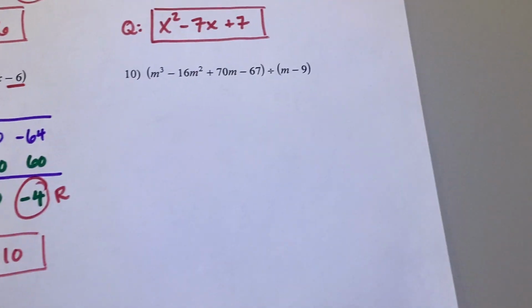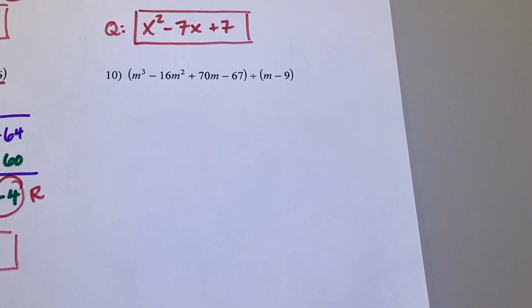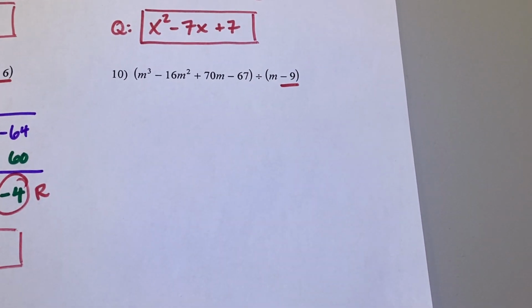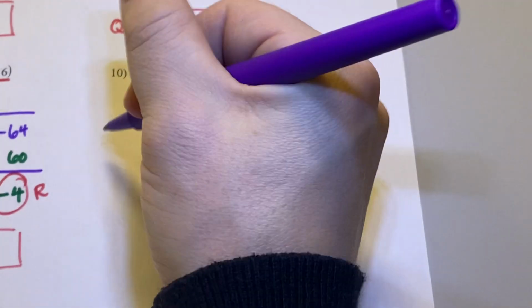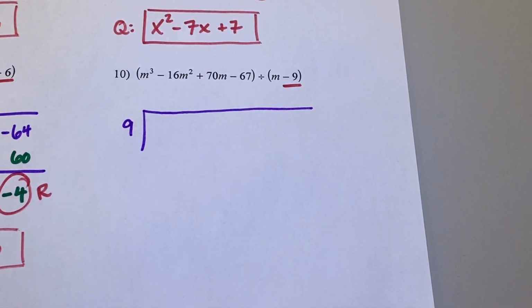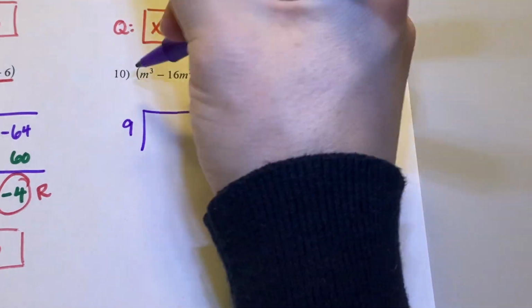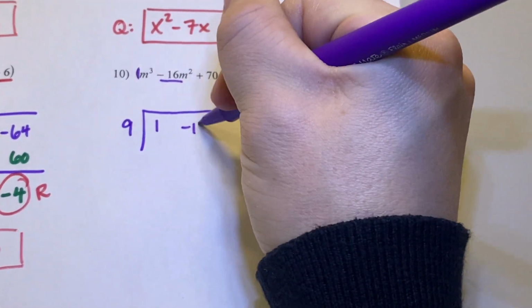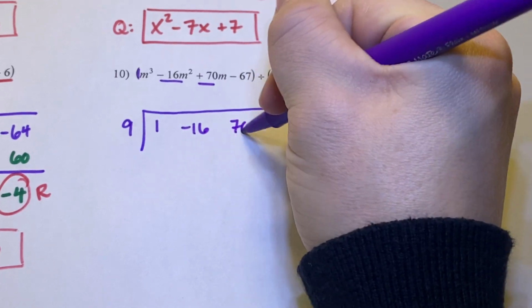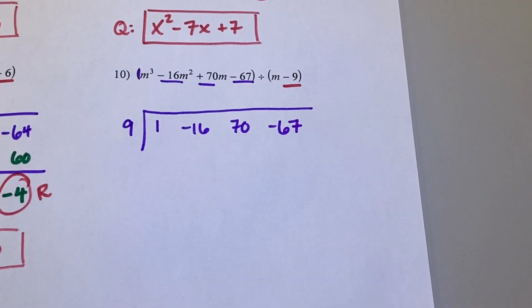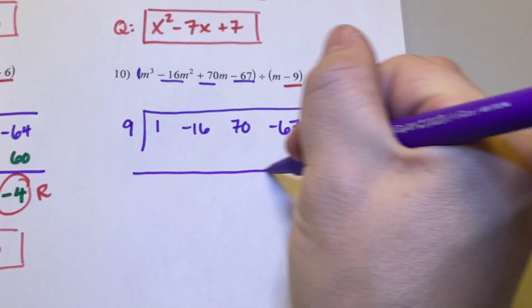So let's do it one more time. I think you guys are seeing this now. What do I change my negative 9 to? Positive 9. Division symbol. Grab your coefficients. So I have a 1 in front of my m cubed. Oh my goodness. Negative 16. Positive 70. Negative 67. Draw our line.